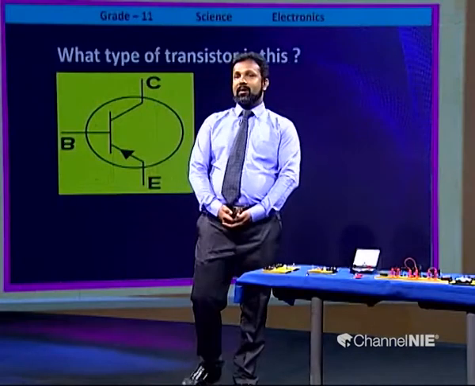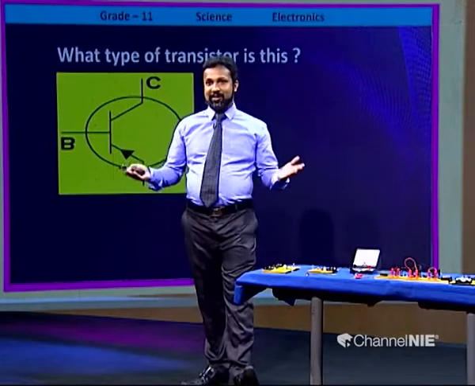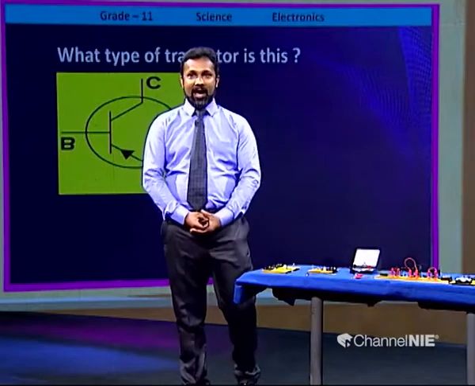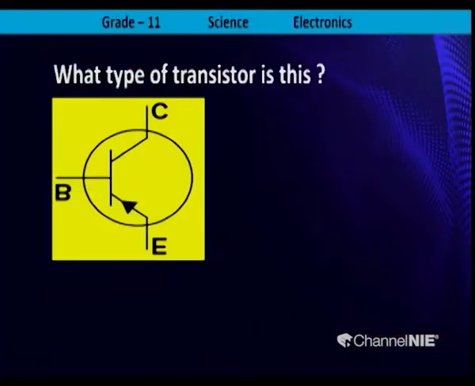Right. I am going to ask you another question. Try to answer. What is shown in this diagram? What kind of transistor is this? Is this an Npn transistor or a Pnp transistor? You should be able to identify. Try to identify. This is a Pnp transistor.